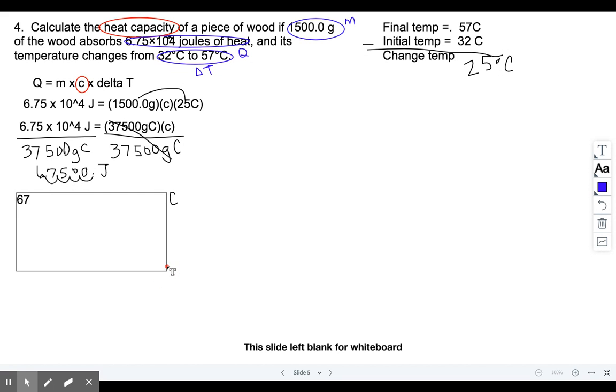So I have 67,500 joules equals c, but this part is over 37,500 grams by Celsius. Okay, and then there's a line between them. There's that fraction line right here. Okay, so I have just changed this into a regular number, and then I'm just going to divide them. So 67,500 joules divided by 37,500 grams Celsius. So I just want to divide those two. So 67,500 divided by 37,500, and that gives me 1.8.